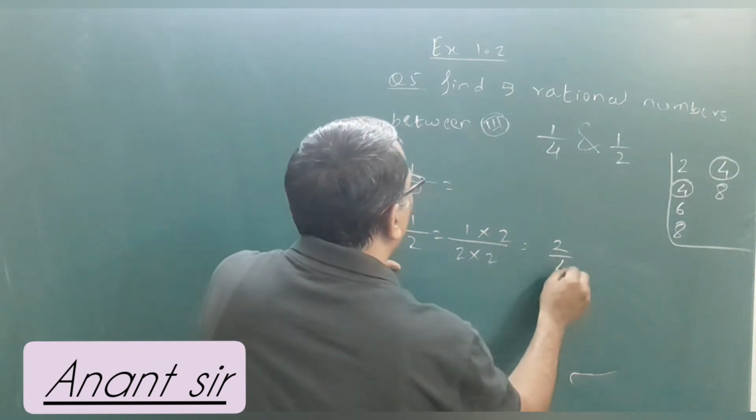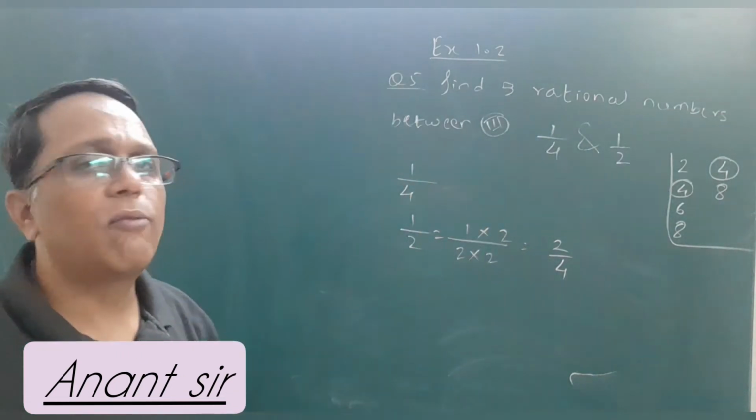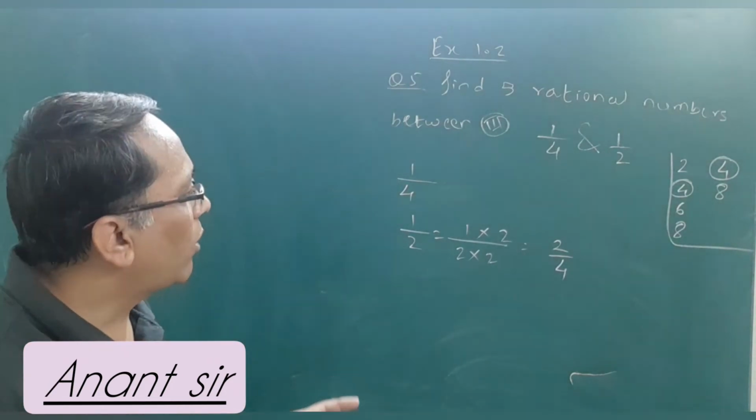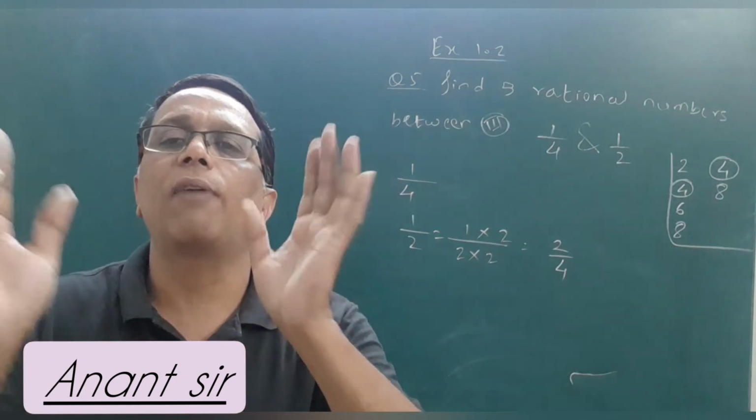So it will be 2 by 4. But now you can see, first one is 1 by 4, second one is 2 by 4. There is no rational number in the P by Q form between them, correct? So now what I have to do, I want 5 rational numbers. So multiply by more than 5.